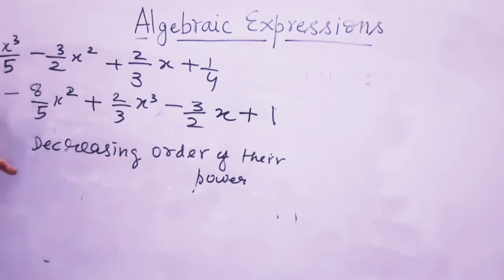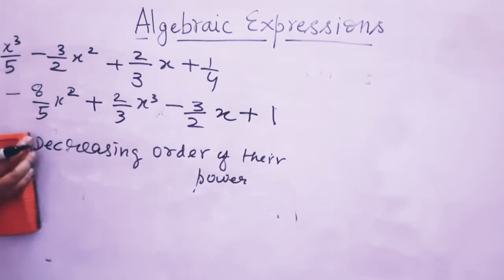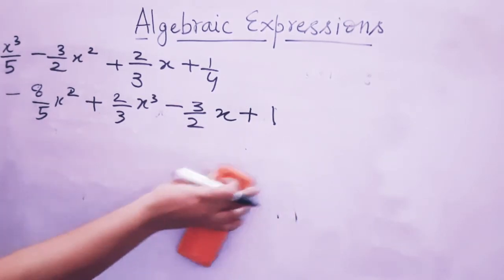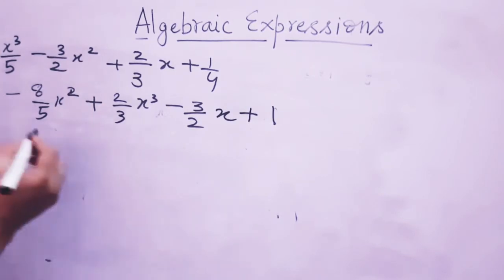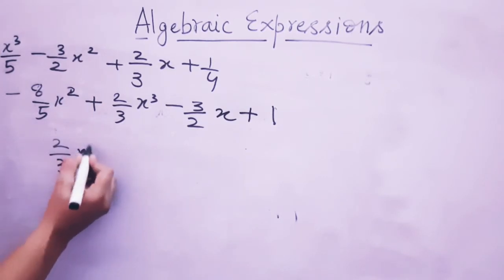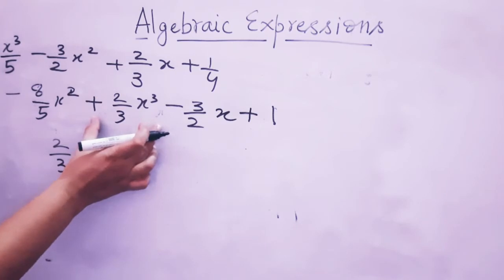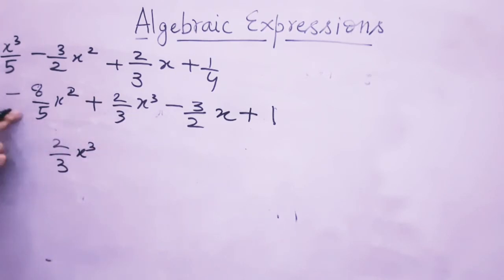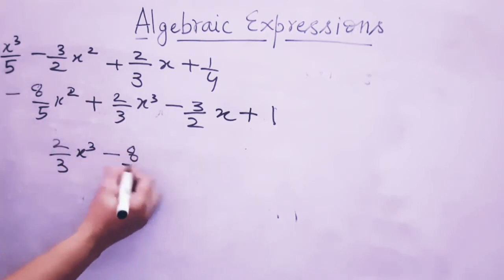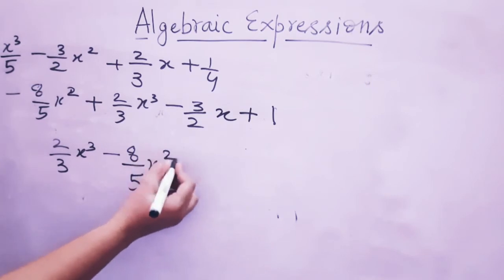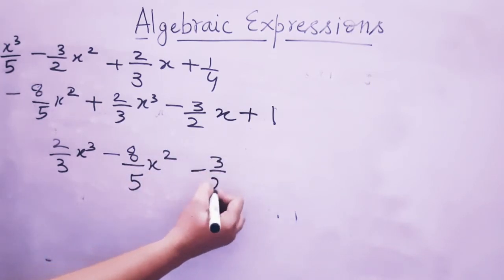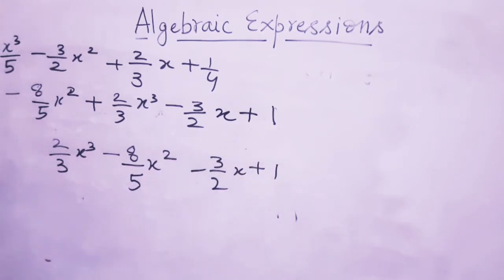So this term should come first. So if I ask you to arrange this algebraic expression in a proper way, how will you arrange it? Let me explain that also. 2 by 3 x cube will come first. It was having a positive sign, so no sign before it. This is negative. So this will be like this: 8 upon 5 x square, then minus 3 by 2x plus 1. This was additional knowledge which I have given to you. Now let me rub this.